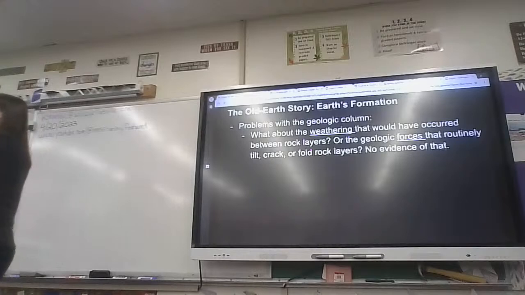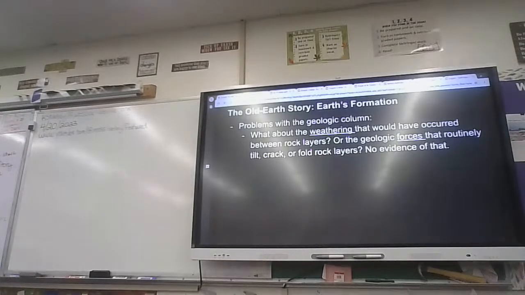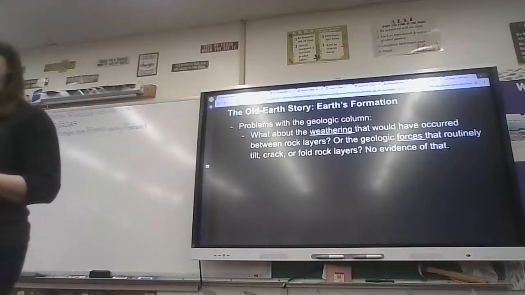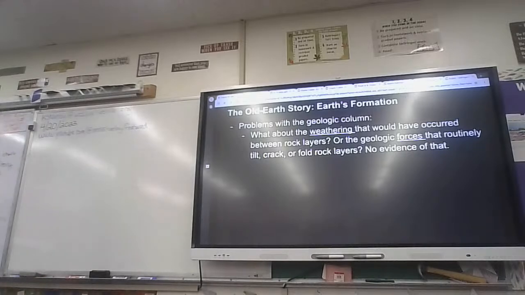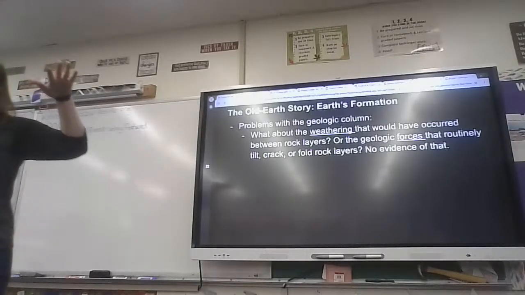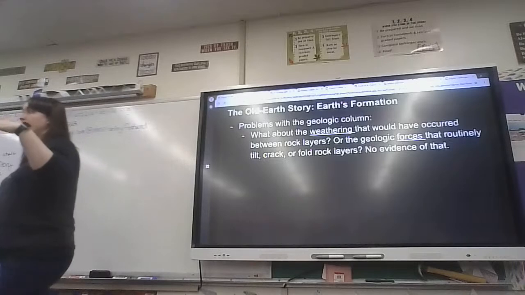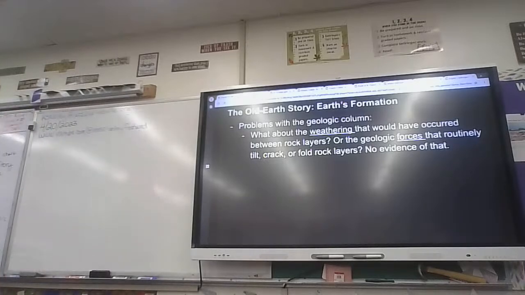You remember that layer of rocks that I showed you with the supposed index fossils and all that? If it takes millions or even thousands of years for a rock layer to form, then wouldn't there be weathering on the one below it? If you have something exposed for any decent length of time, weathering happens. But we don't see that in the rock strata. There is wind and water and any sort of volcanic activity or earthquake, anything like that.